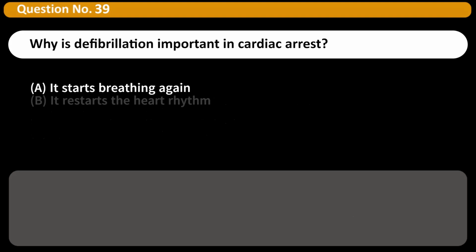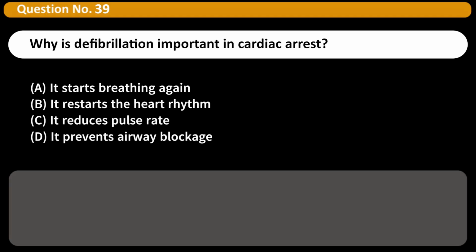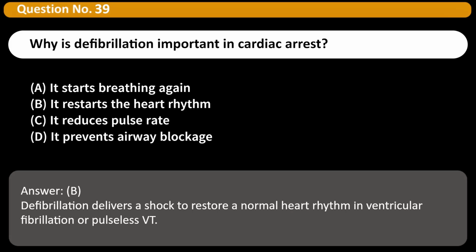Why is defibrillation important in cardiac arrest? A. It starts breathing again. B. It restarts the heart rhythm. C. It reduces pulse rate. D. It prevents airway blockage. Answer, B. Defibrillation delivers a shock to restore a normal heart rhythm in ventricular fibrillation or pulseless VT.